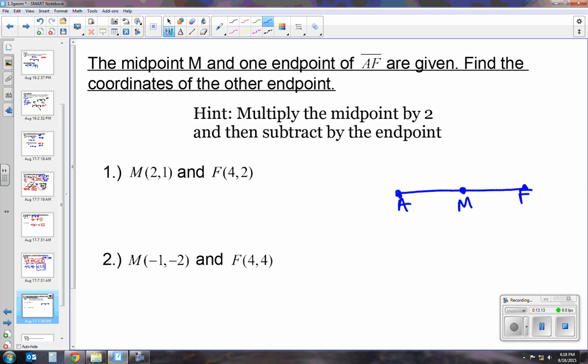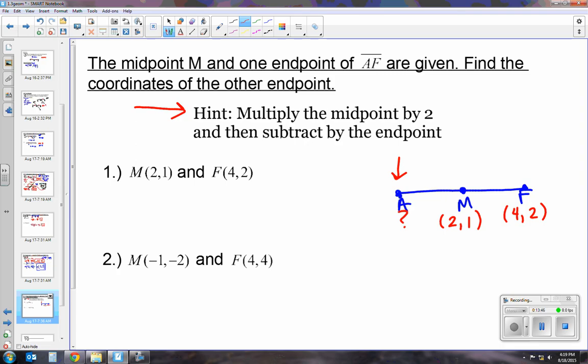Okay, and if we look at number 1, let's label this. They give us M, which is the midpoint, which is 2, 1. And then F, which is 4, 2. So we're looking for this other endpoint A. We're not looking for the midpoint. Okay. Now I have a shortcut or a hint of how to do this. Instead of using the midpoint formula, which we can't really do because we're looking for an endpoint, I have a trick. And the trick is multiply the midpoint by 2 and then subtract the endpoint.